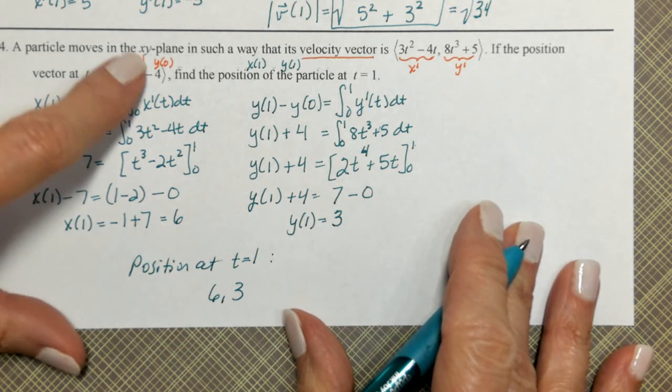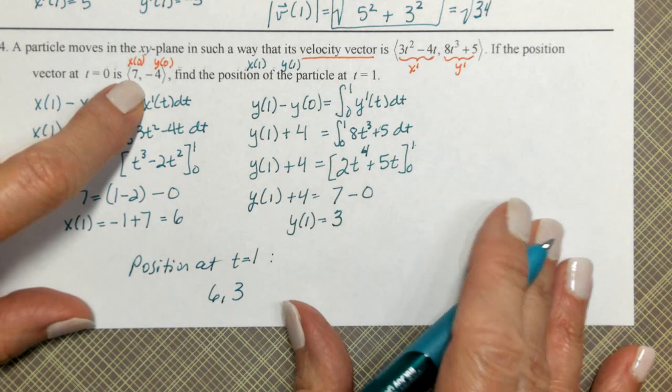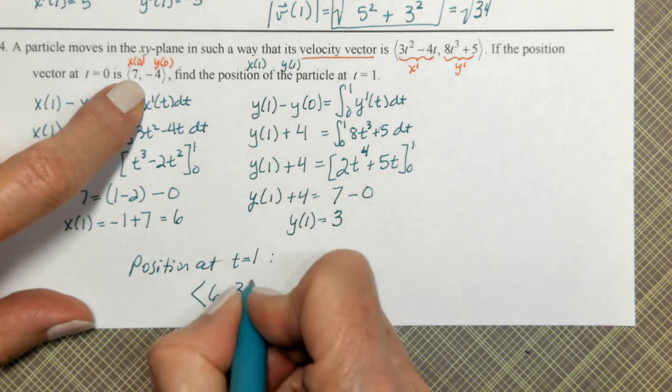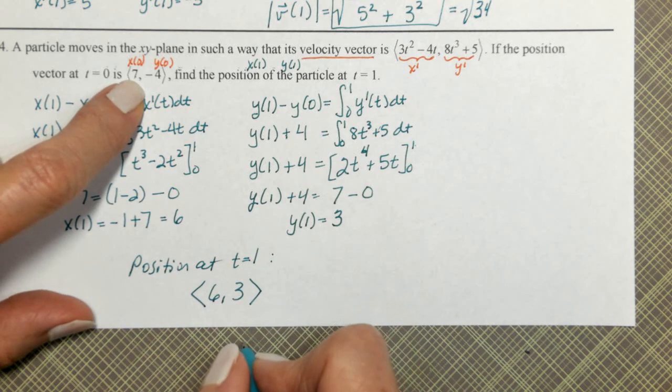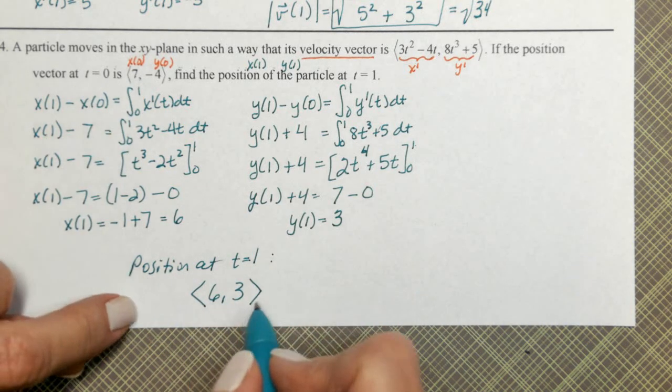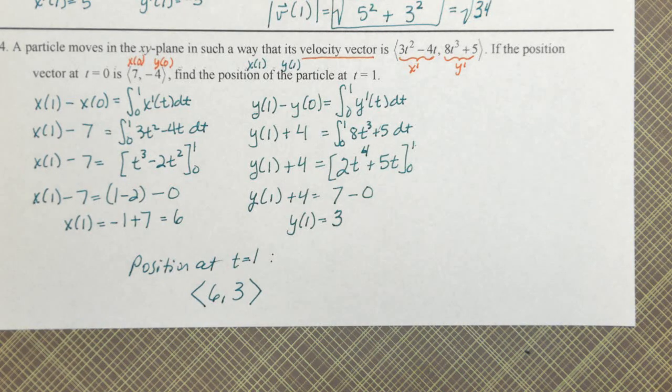Now, since they use chevrons when they gave me the point, I'm going to use chevrons when I give them the point. However, if this was an FRQ, you could use parentheses or chevrons, and it doesn't matter. And that is our first day of vectors and motion along a curve. Tomorrow we'll do the same concepts, except with a calculator.